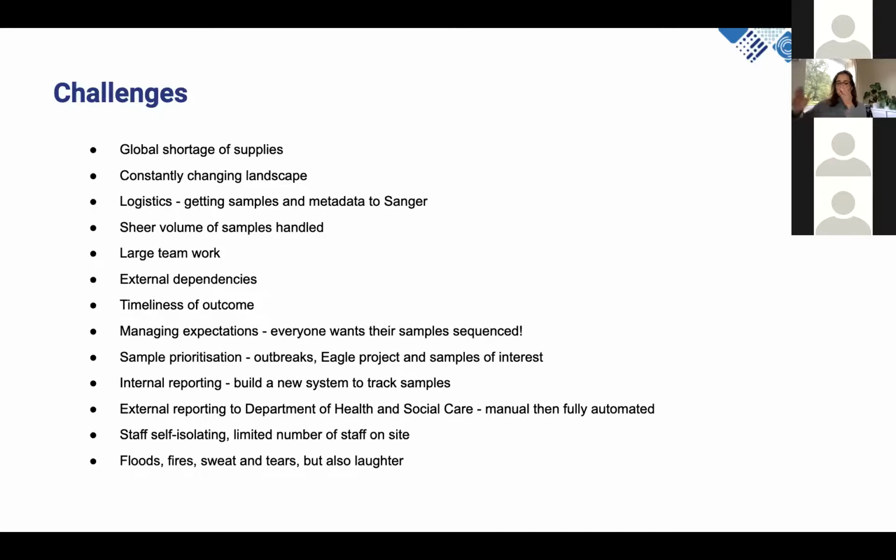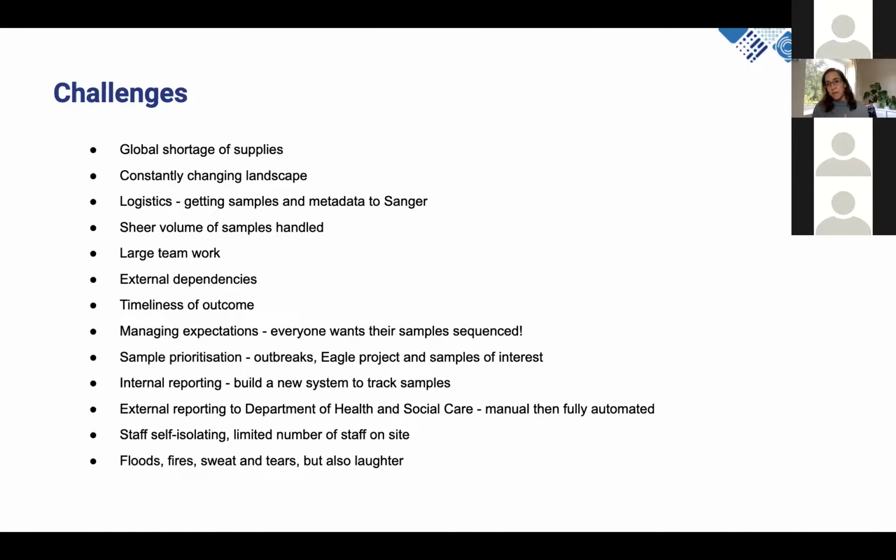So it's not just communicating things to the government, but also it's always looking inwards into our own process. What can be improved? What can we do better and faster? And so we had to build a new system to track samples internally at Sanger. And as I said, there was also the challenge of external reporting to the Department of Health and Social Care. We didn't have anything in hand, and we had to build these reports.